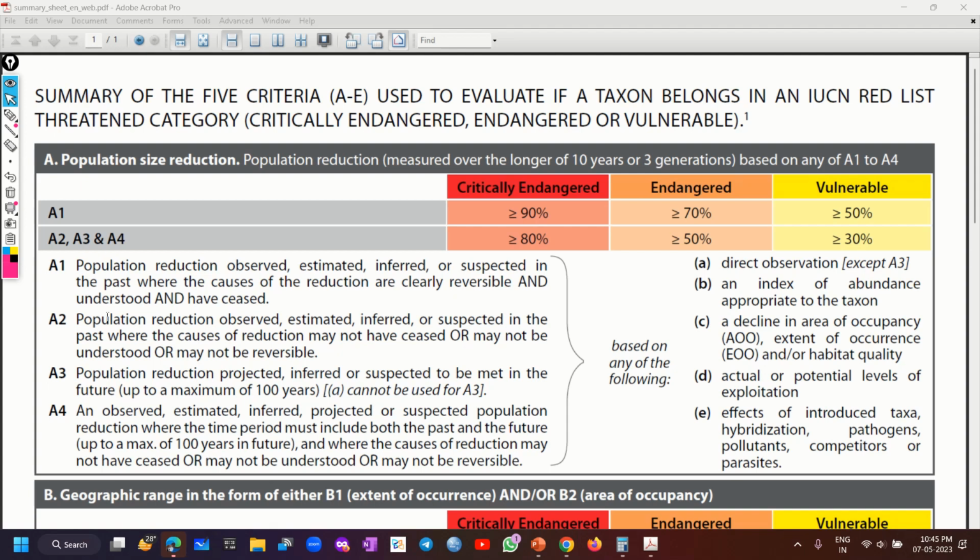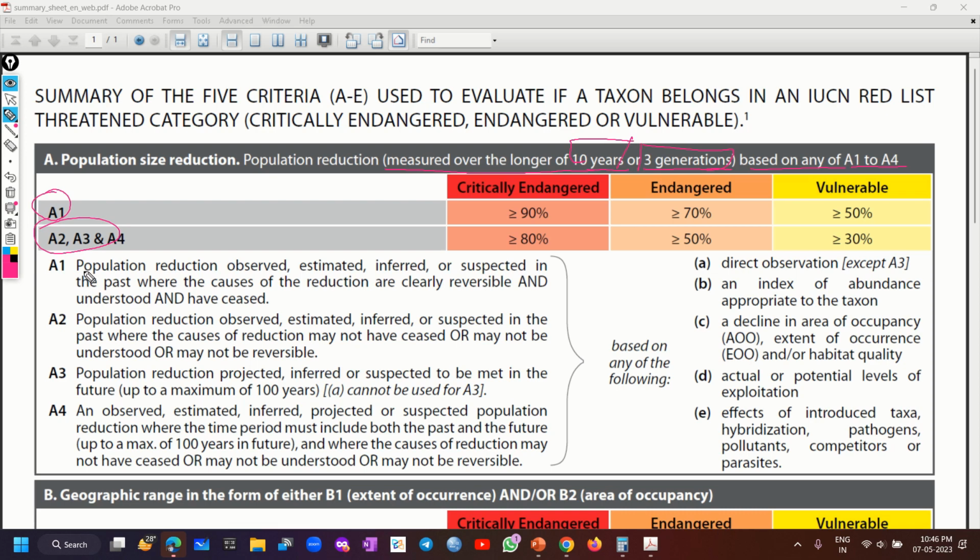First is the population size reduction. If you see the population size reduction, you will find that population size is measured over the longer of 10 years or 3 generations, based on any of A1 to A4. So A1 to A4, these are the criteria. Let's see the A1.